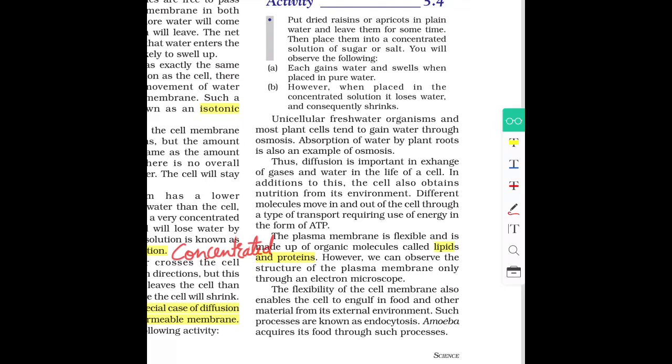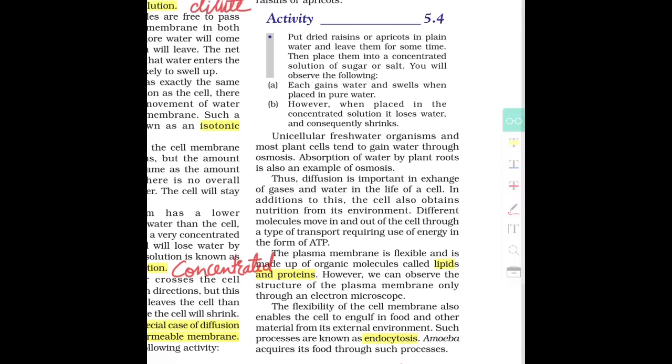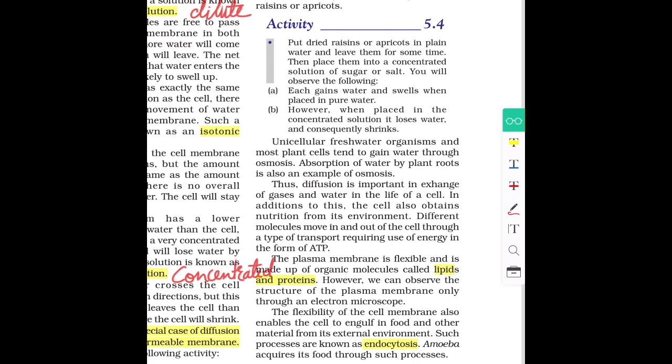Endocytosis. The word endo means inside and cytosis means cell process. So when amoeba, a unicellular organism, takes in its food and uses it or breaks it down into nutritive components, it is called endocytosis. Opposite to endocytosis is exocytosis. Exocytosis is when the waste material or non-required material from the cell moves out. It is called exocytosis.